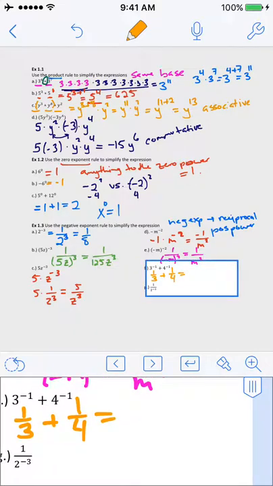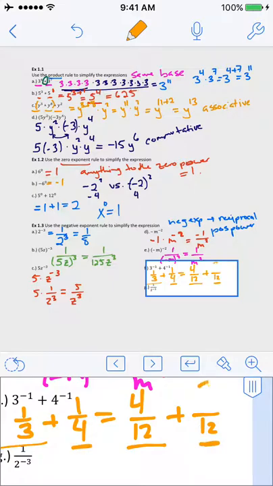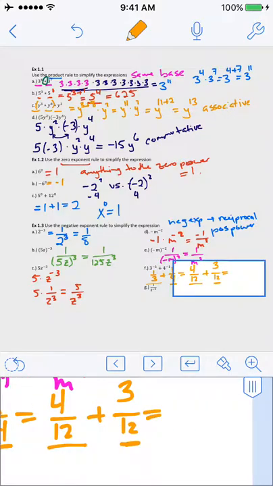If I add these together, I need a common denominator of 12. 12 is the first thing 3 and 4 have in common. In order for this first fraction to equal this first fraction, I need to multiply everything by 4. So 4/12 and 1/3, same thing. Same thing over here. I need this guy to equal this guy, so 3/12. I end up getting 7/12. Cool.